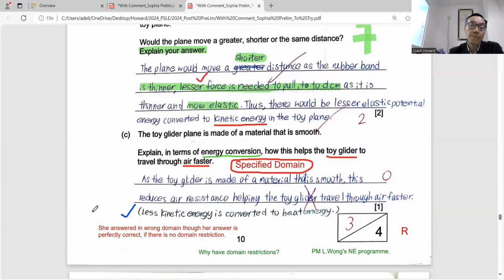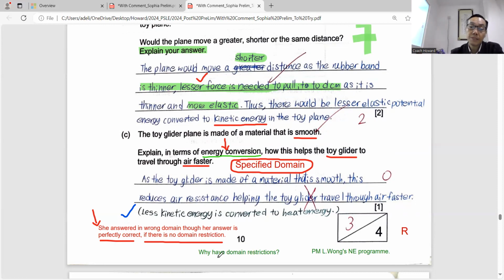So you look at the answer here, I put my comment here. She answered in the wrong domain, though her answer is perfectly correct. If there is no domain restriction, you see her answer is actually correct, because she says the toy glider is made of material that is smooth, so this will reduce air resistance, helping the glider plane to travel through the air faster. But here, because they say explain in terms of energy conversion, straight away she gets 0 mark because she never followed the specified domain. So the answer is actually very simple. Because it's smooth, lesser kinetic energy is converted to heat energy. So where is this heat energy? Heat energy is actually the air resistance.